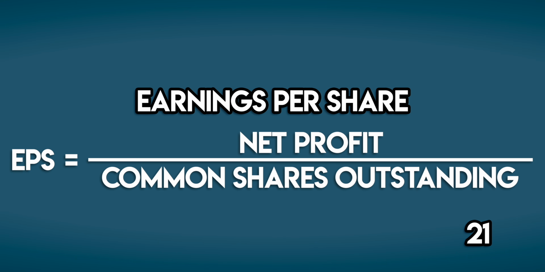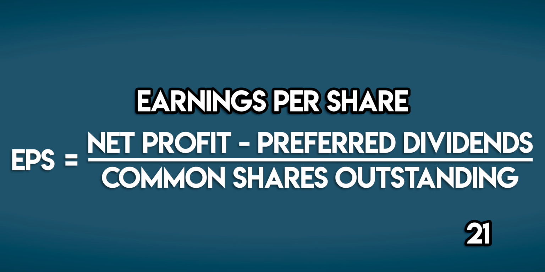Sometimes the EPS calculation is net profit minus preferred dividends divided by common shares outstanding. This is because dividends are distributed to preferred shareholders before common shareholders. Earnings per share is a useful way to measure profitability, but it doesn't give us the whole picture.